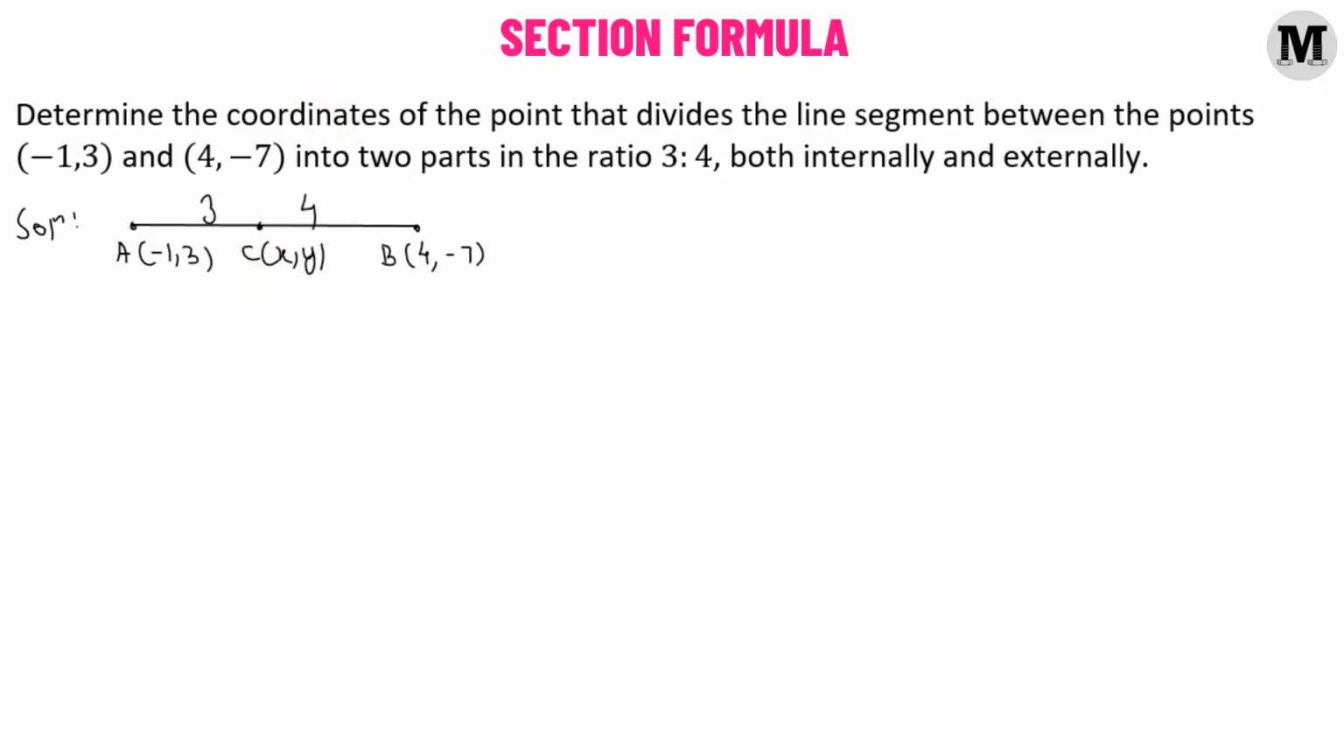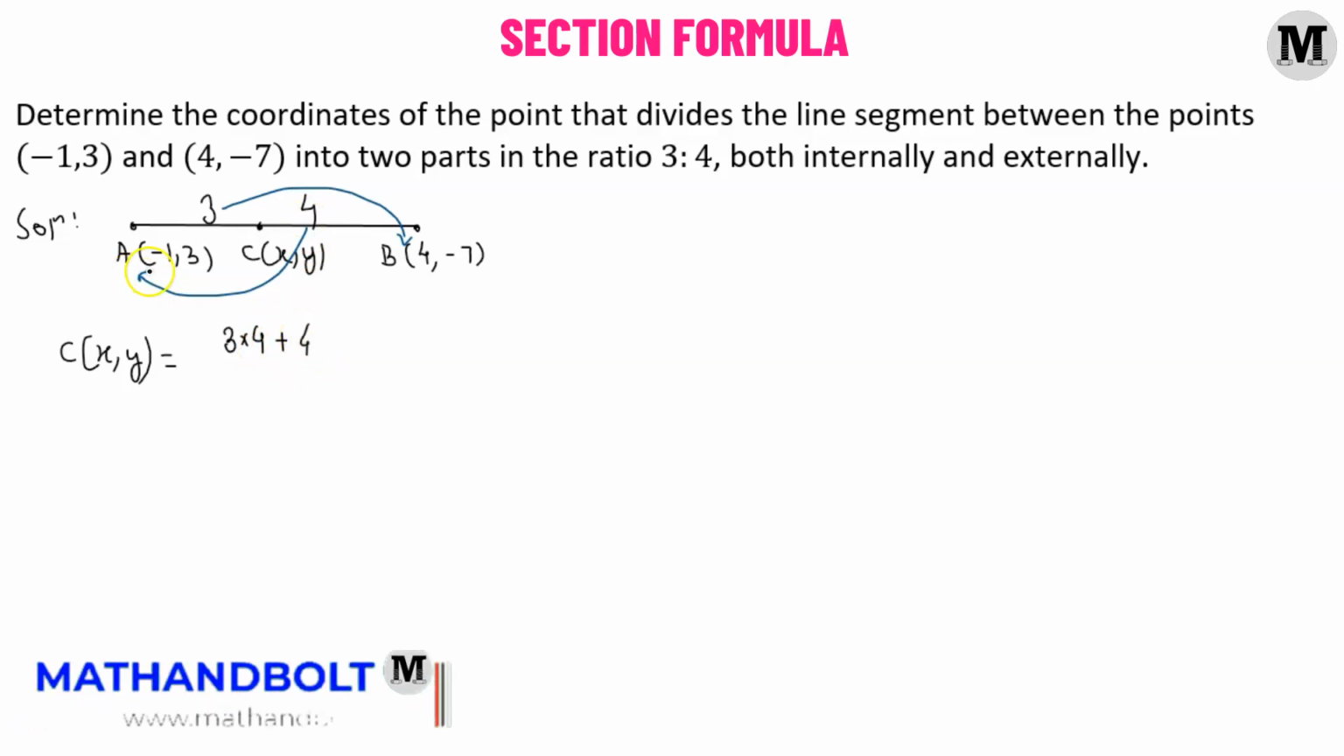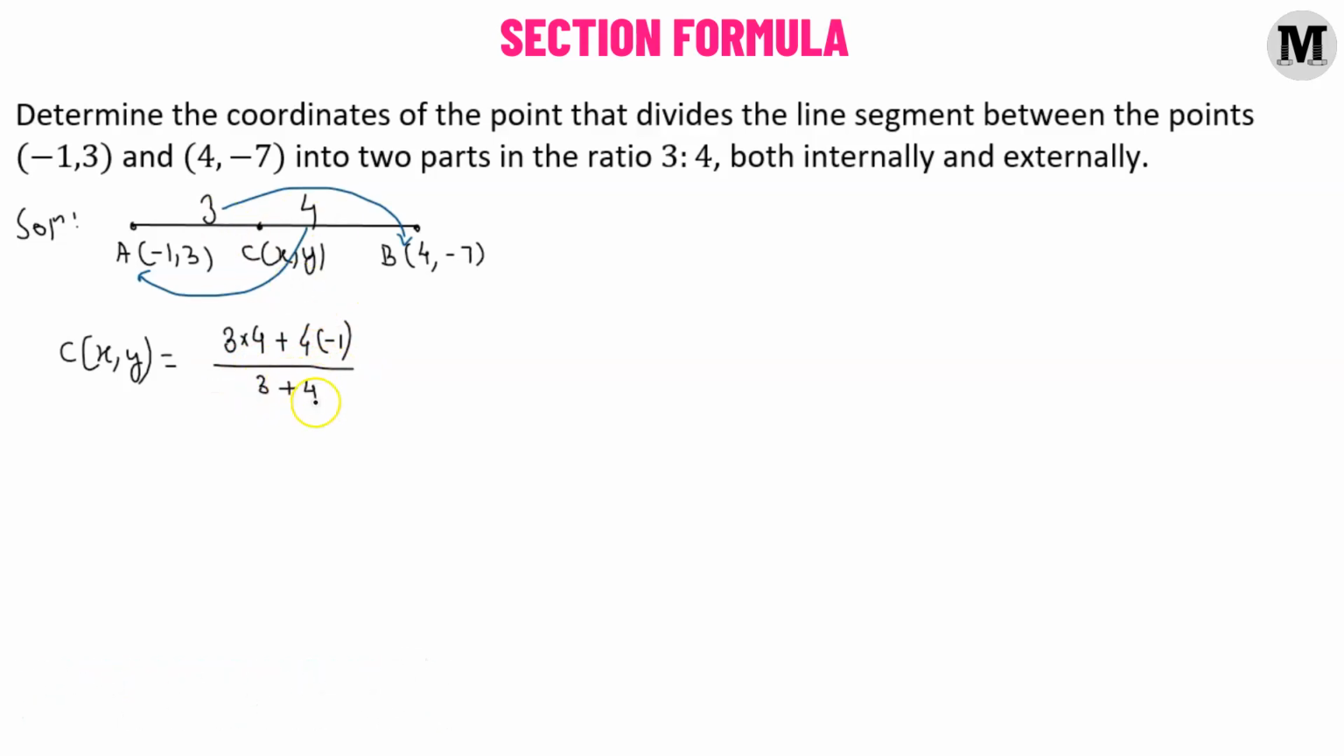So let us begin. It's very simple to remember: we'll take 3 and multiply it with B, and we'll take 4 and multiply it with A. We start with the coordinate of point C, which is (x, y). To find the x coordinate, we take 3 and multiply it with the x coordinate of B, so that's 4, plus 4 multiplied with the x coordinate of A, so that's -1, divided by the sum of the ratios, 3 plus 4.